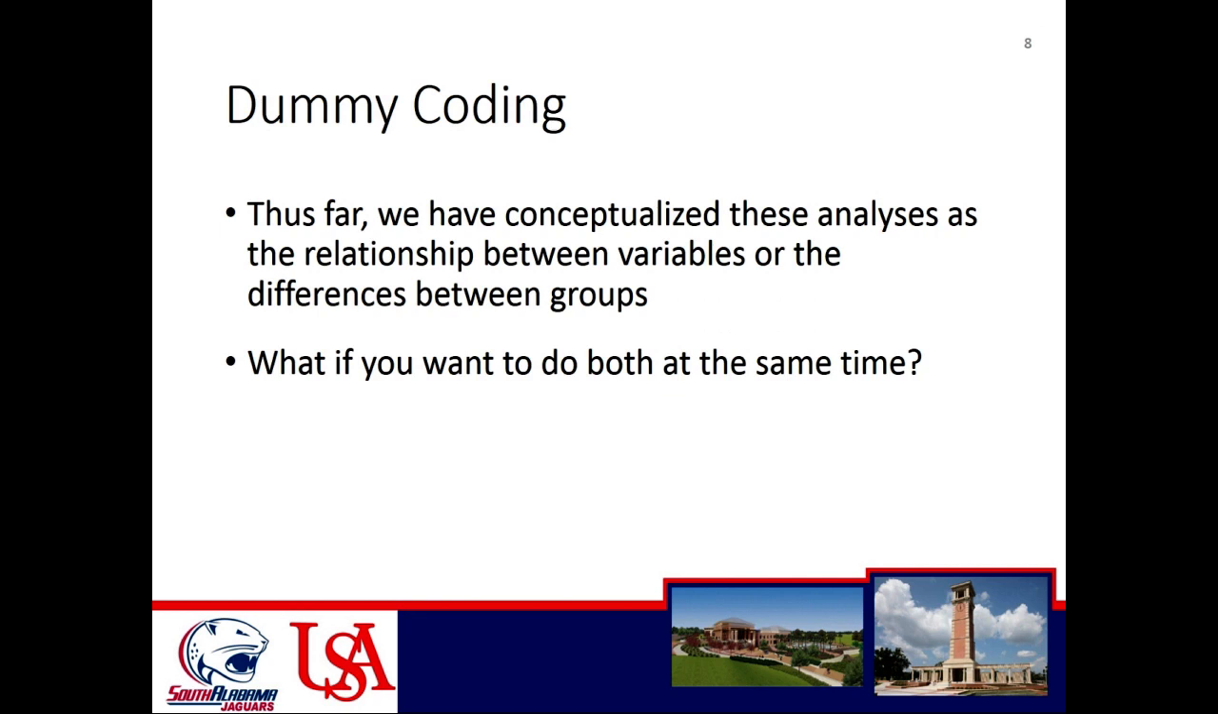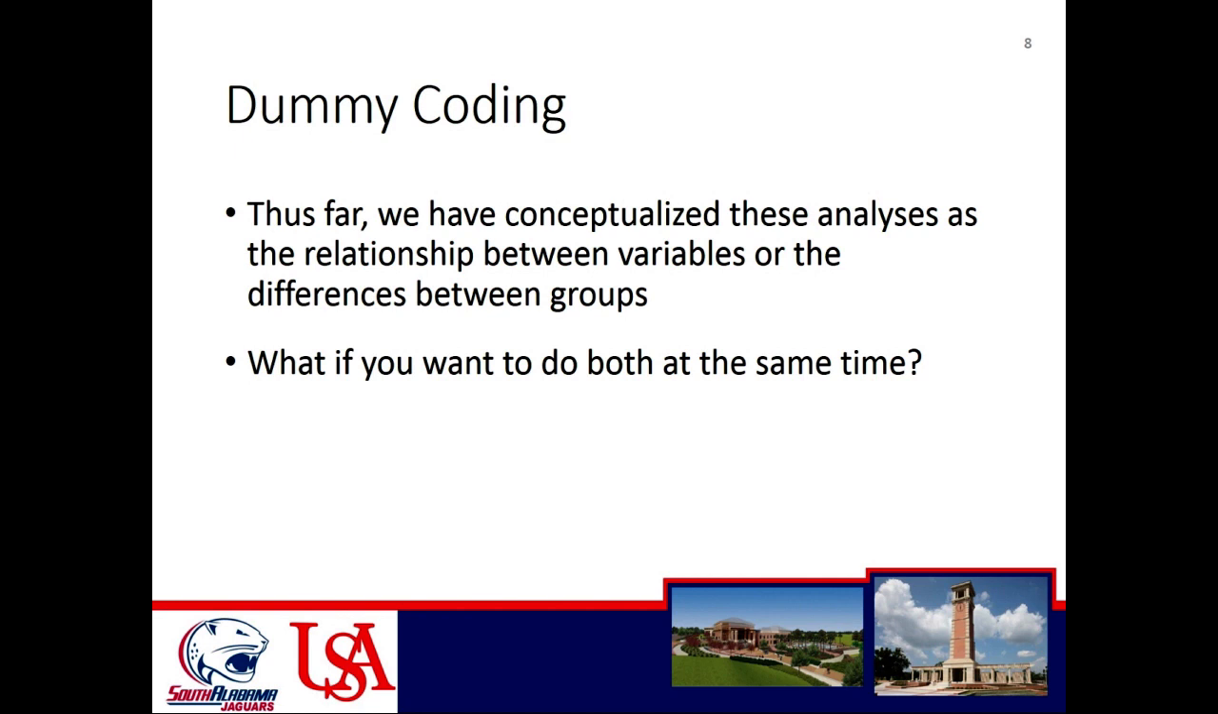So thus far, we've conceptualized the analyses we've learned in this class as either determining the relationship between variables, such as correlation and regression, or the differences between groups, such as t-test and ANOVA. So far we thought about things such as, what is the linear relationship between conscientiousness and job performance? Or things like the difference between groups, such as, does training group A perform better than training group B? And these are two different categories of analyses as we conceptualize them so far.